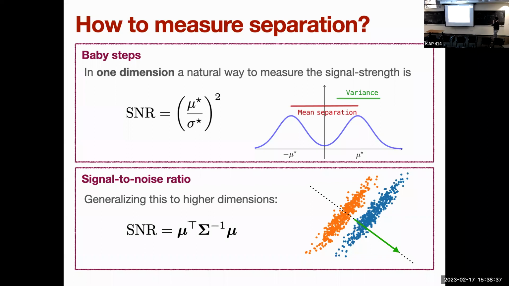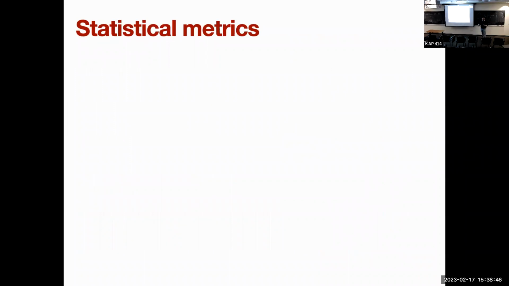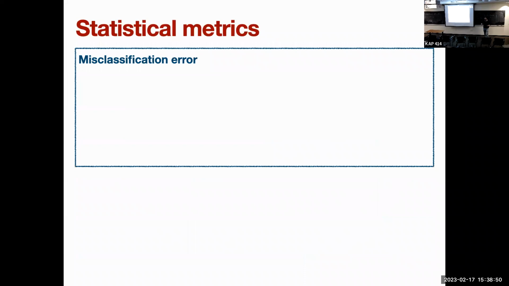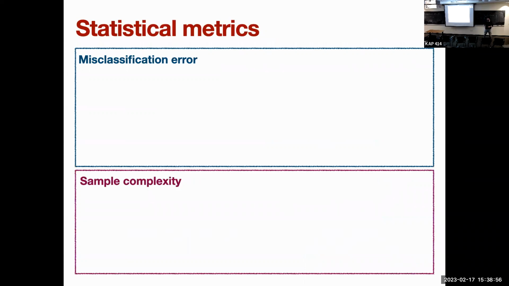Okay, cool. So now we know what's an easy problem, what's a hard problem. If this is large, it should be easy. If it's small, it should be hard. So now how do we measure efficiency? We need to define a couple of metrics. One is going to be the misclassification error. The misclassification error is how many labels am I getting wrong? And the other one is going to be the sample complexity. So how many samples do I need to learn a good classifier in terms of this misclassification error?